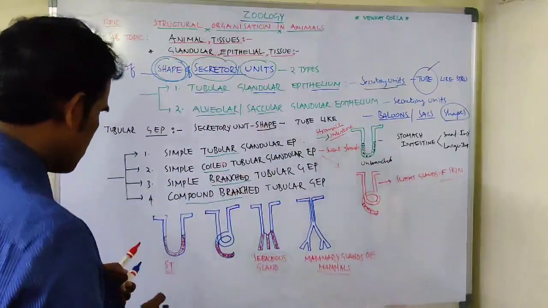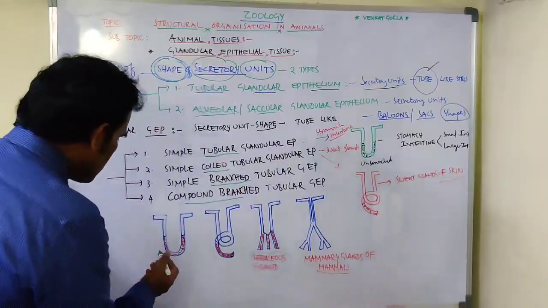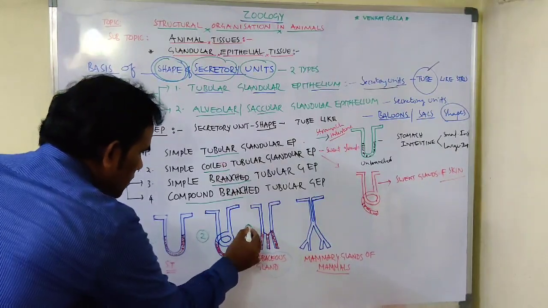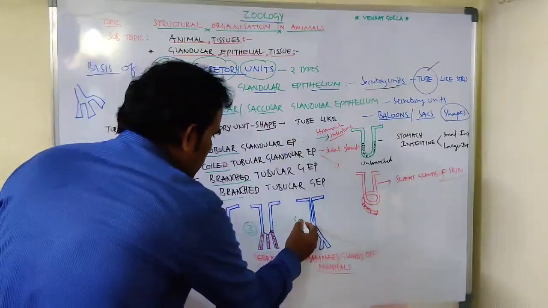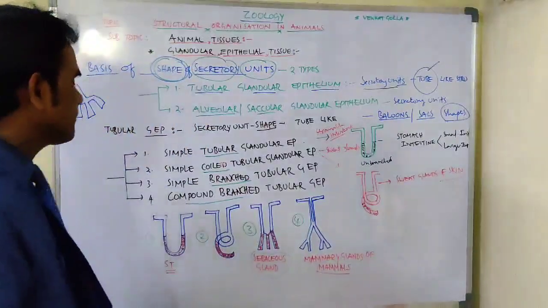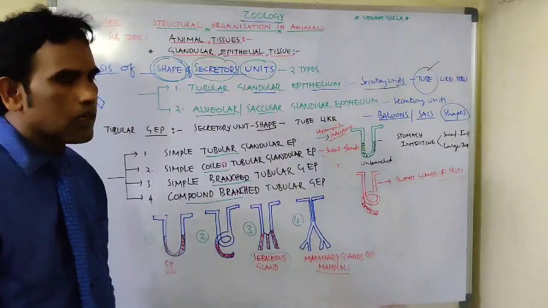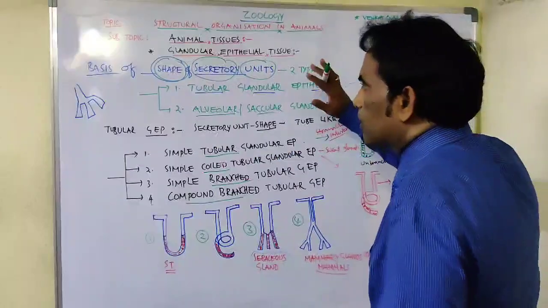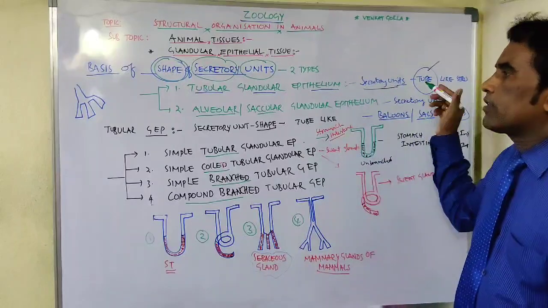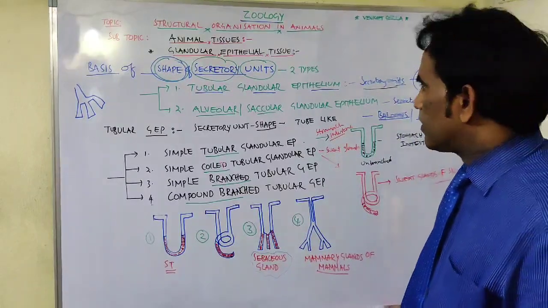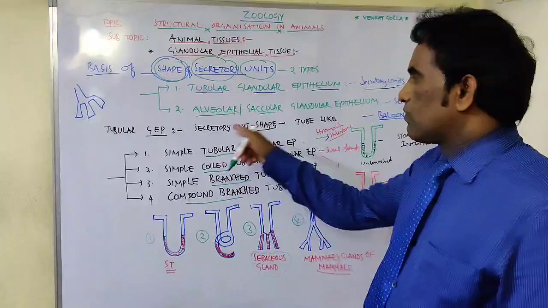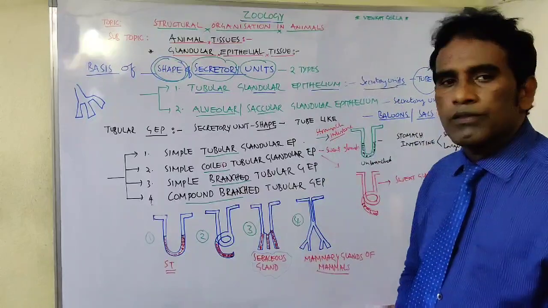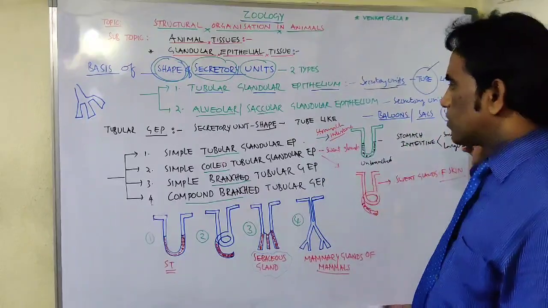So this is simple tubular gland. This is coil tubular. This is simple tubular glandular. This is compound branched tubular glandular epithelium. So these are the tubular glandular epithelium. I hope you all understand this. So tubular glandular epithelium is of 4 types. Simple tubular: the location is the crypts of Lieberkühn of the stomach, the small intestine and the large intestine.